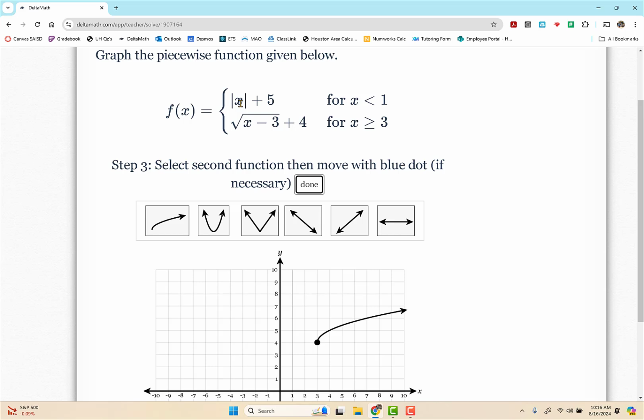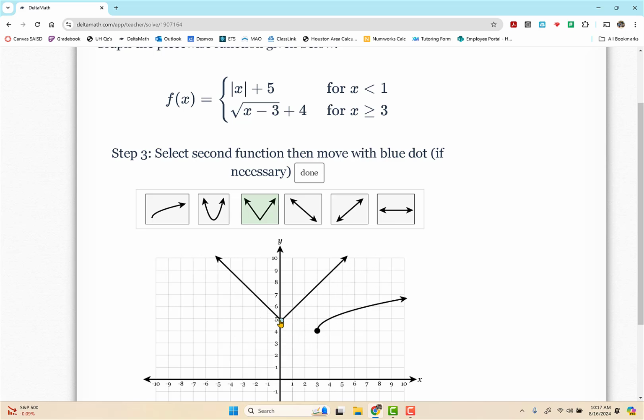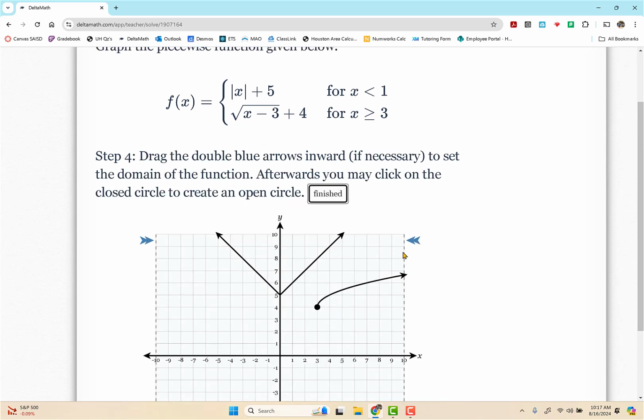I still need this guy. Absolute value of x plus 5. So it just moves up 5. So I'm going to click absolute value. I'm going to go up 5. So there it is. And that says for x less than 1. So I'm going to push done. And for x less than 1.